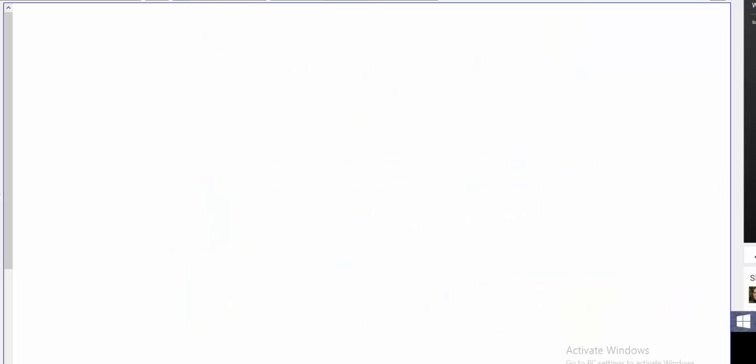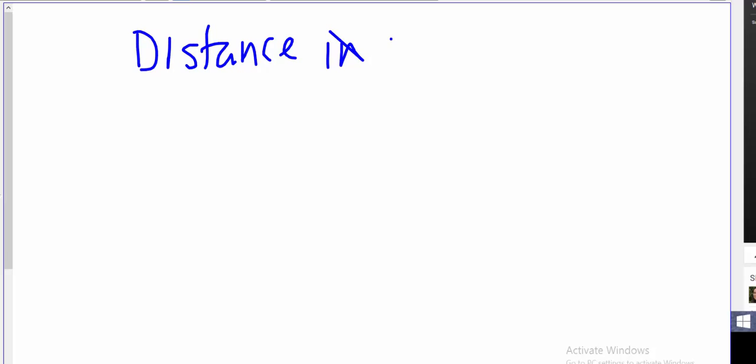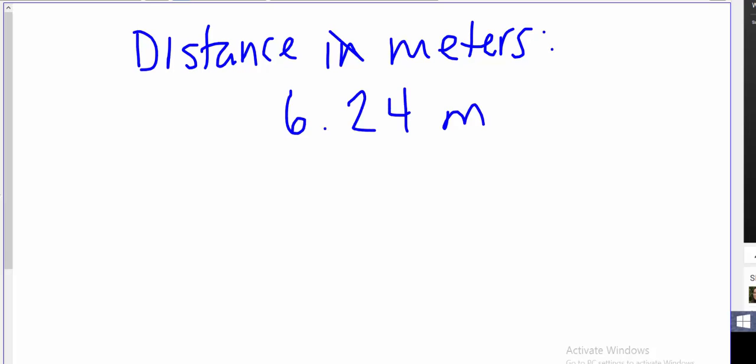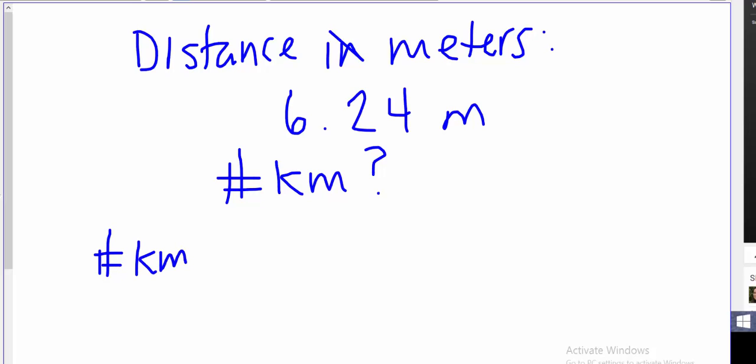Let me do an example of that. For example, let's say we were to measure a distance in meters, and we were to measure that it was equal to 6.24 meters. And we would like to know how many kilometers that is if we were to convert to kilometers. So you've done this already, unit conversions. You'd say, okay, what I want is the number of kilometers. It's equal to what I have, which is 6.24 meters.